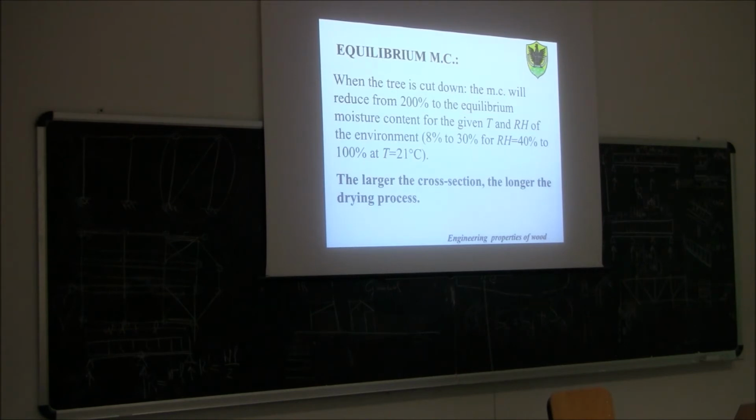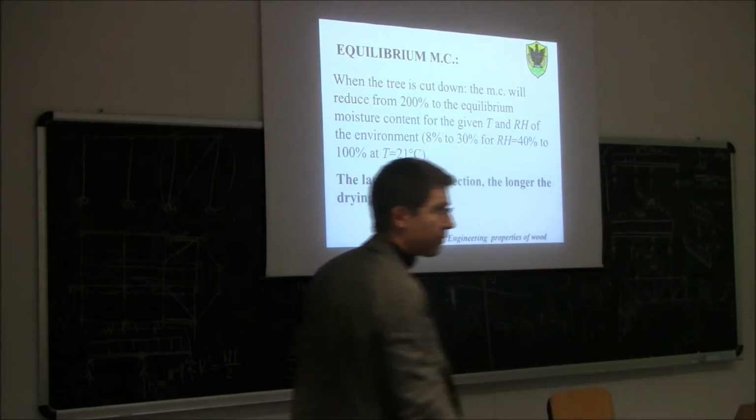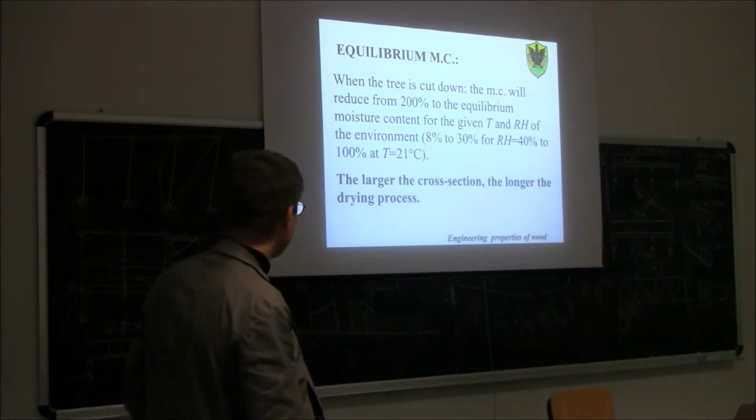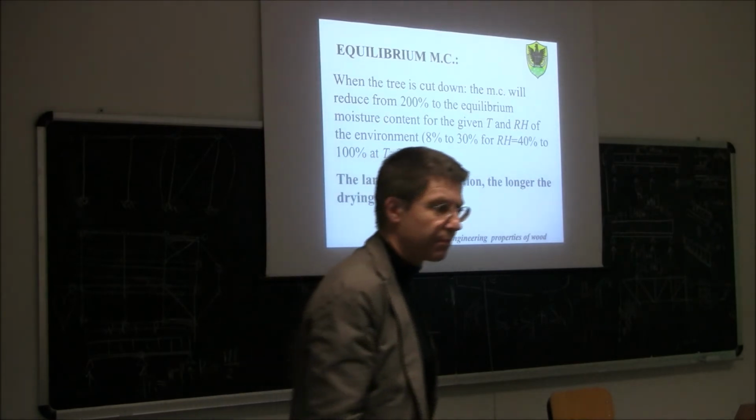So we said before, when the tree is cut down, the moisture content starts decreasing from the value in the tree, 100%, till the equilibrium moisture content, which we said is normally between 8% and 30%, for the normal value of relative humidity that we have here. As we said before, the larger the cross section, the longer the drying process.